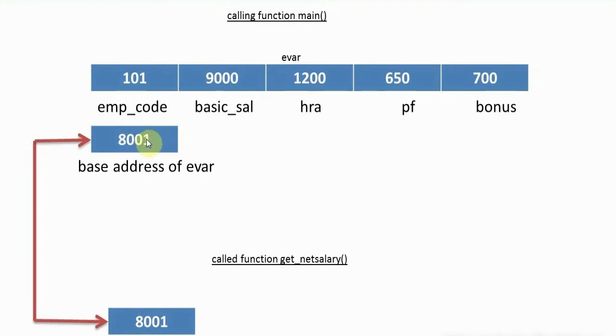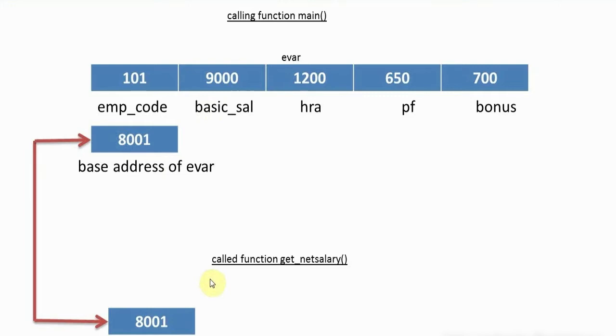Now when I call the function, I would be passing this base address to the formal parameter. The name of the formal parameter is, suppose, fvar. It ought to be a pointer to structure. Why? Because it's going to store the address of the structure that was passed to this called function. So you can see this diagram carefully.